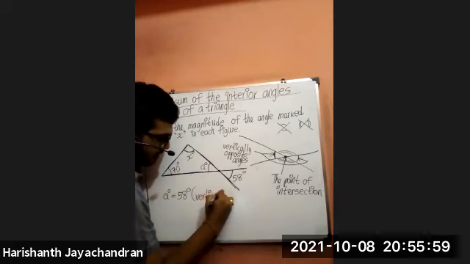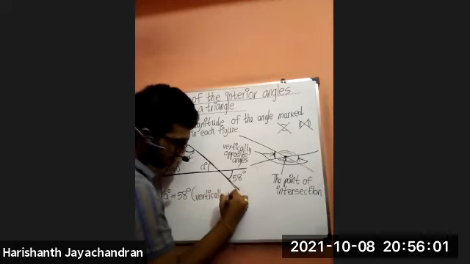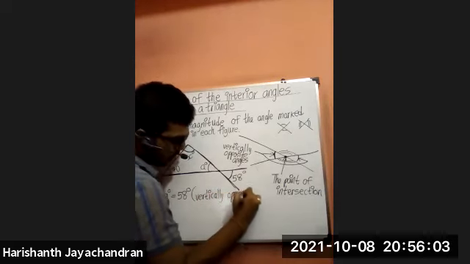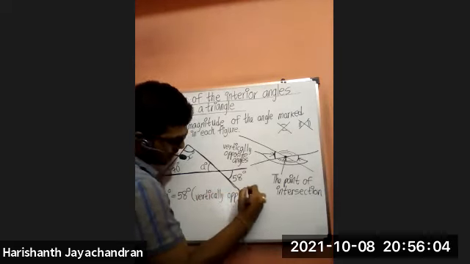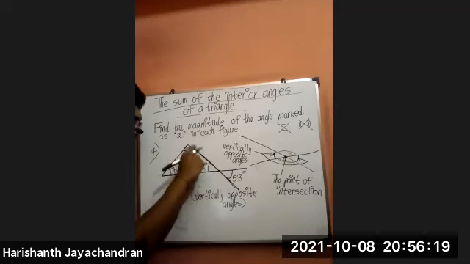Vertically opposite angles. So A degrees is equal to 58. Then once we have found the value of A degrees, we should find the value of X degrees here. So as we find the value of X degrees, now it's easier.